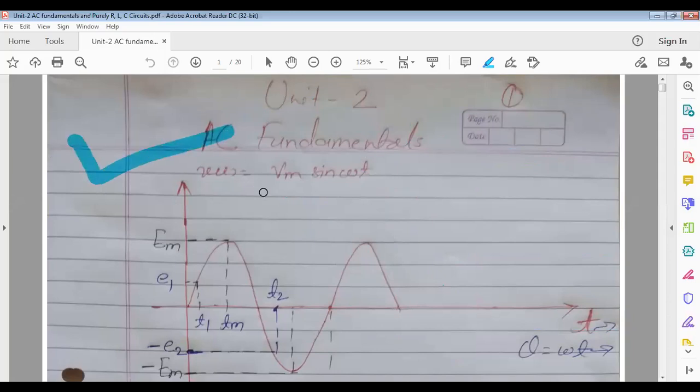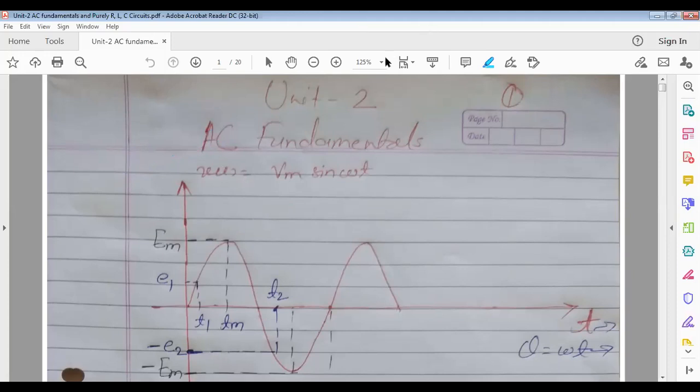Some terms of AC fundamentals you already have learned in 12th, like what do you mean by RMS value, peak value, peak to peak value, time period, frequency, angular frequency. Some terms you have already studied in 12th. Okay, I'll repeat it again. I have to revise that part. So all of you concentrate.